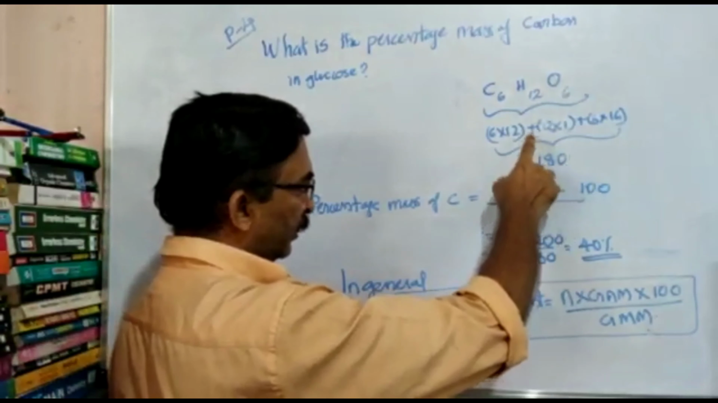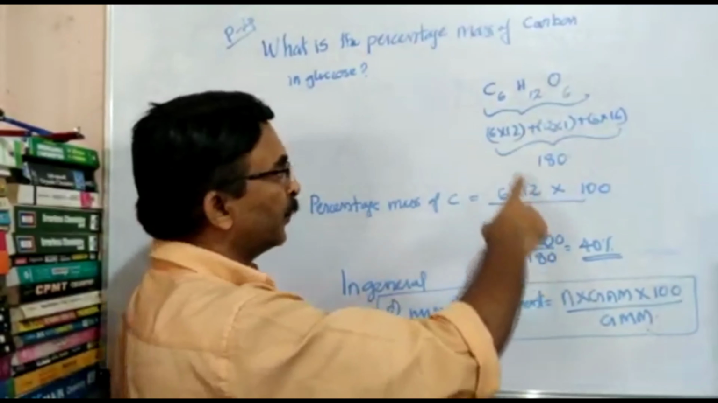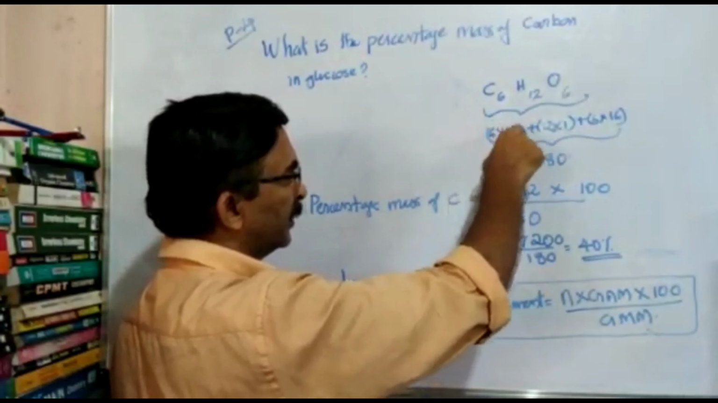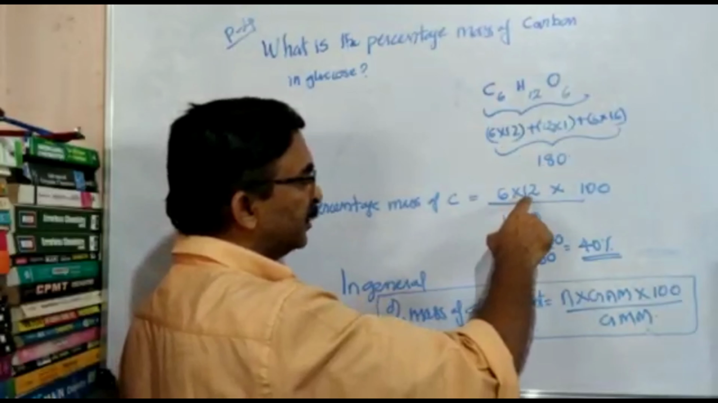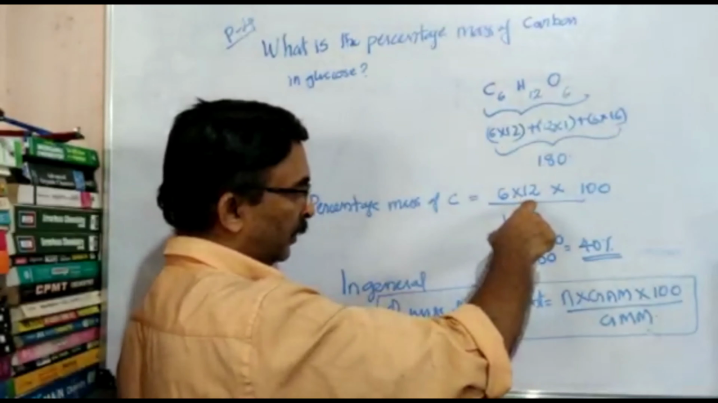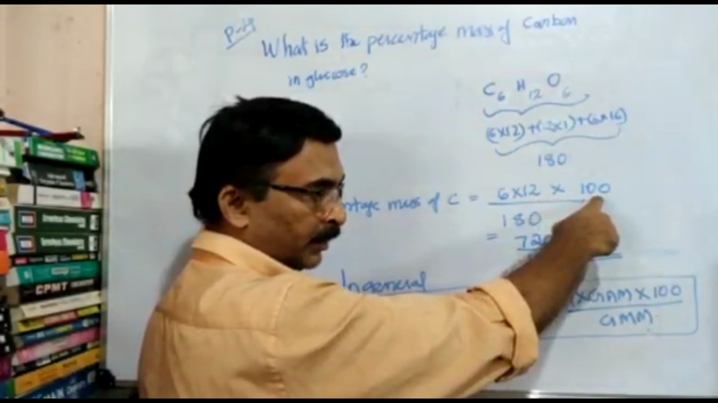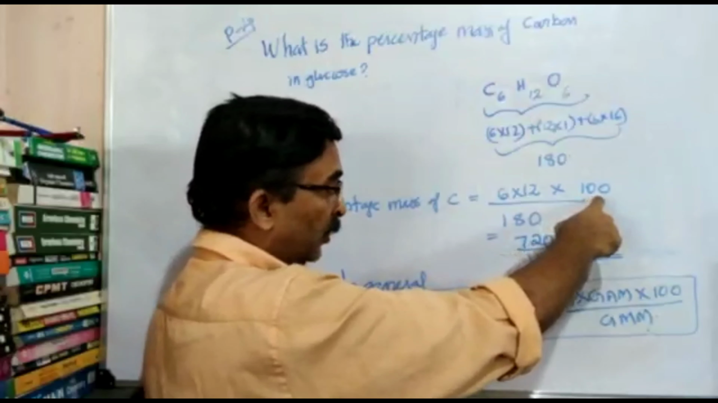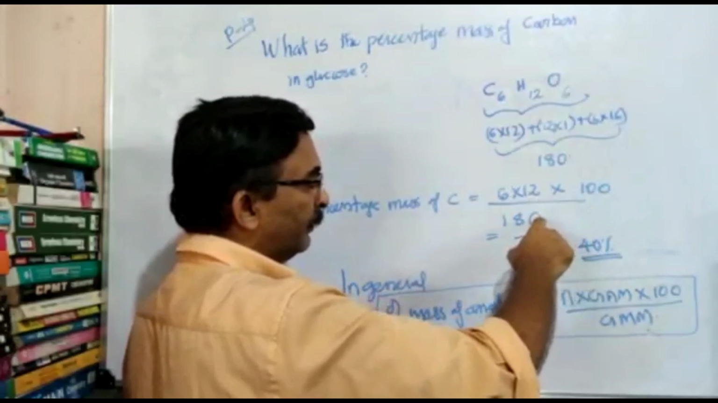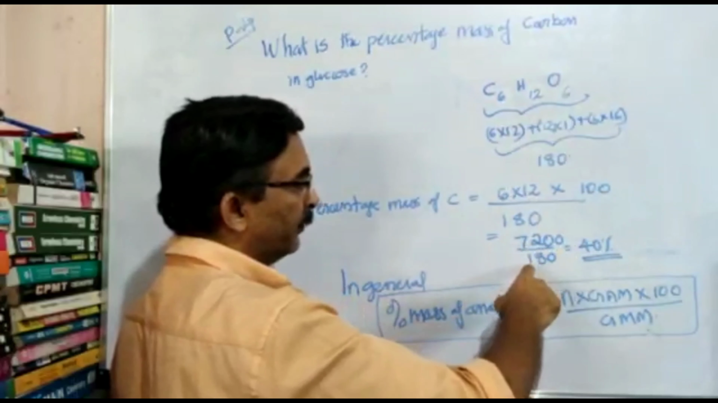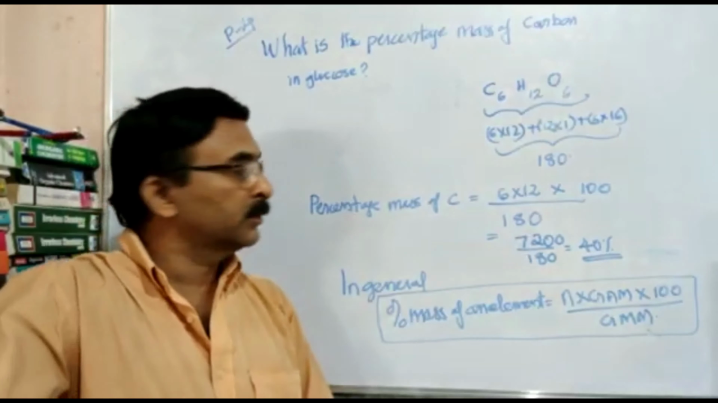If you look at this, we know that out of 180 gram glucose, 6 into 12 is the contribution of carbon. So out of 180, 6 into 12 is the contribution of carbon. In that case, if we take 100 gram glucose, how much carbon will be there? That will be the mass percent. So 6 into 12 into 100 by 180 will be your answer. 7200 by 180 is equal to 40. 40% is the mass percent of carbon in glucose.